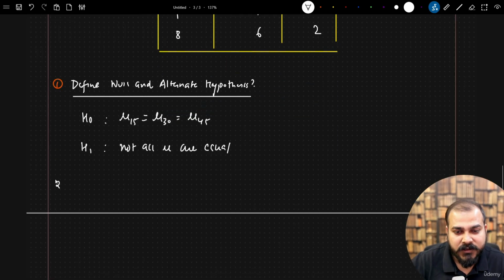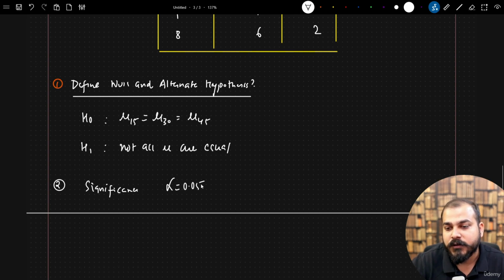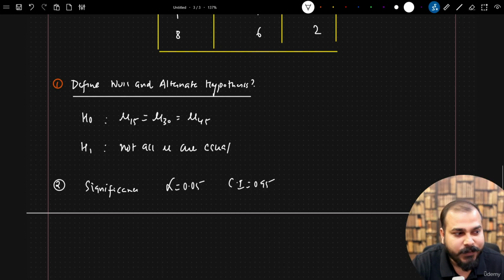The second step that we probably see is the significance value, which defines our confidence interval. So this is nothing but alpha 0.05. The confidence interval is 0.95, right? So this is with respect to the second step.